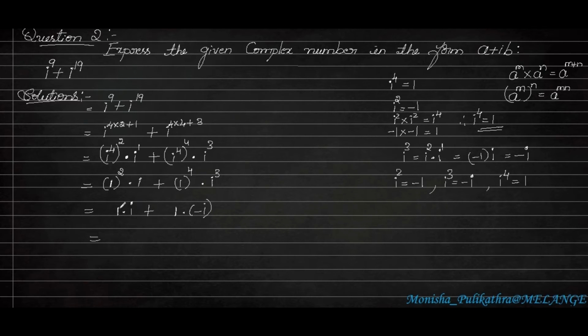So next, I into 1 is I. Here I into minus 1 is, 1 into minus I becomes minus I. So plus I minus I gets cancelled. So it will become 0. So we can write it as 0 plus 0I. Okay, so this is the way of solving the equations. If you know the power of I, then you can easily solve it. I hope you understood this.